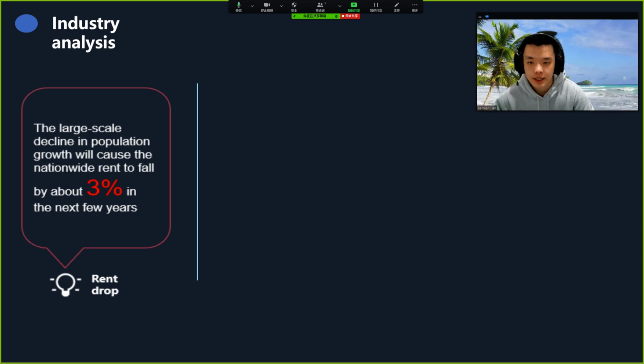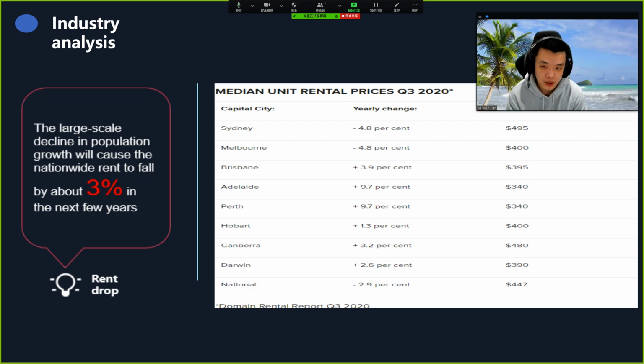The next is that rent dropped too fast. Compared with last year, because COVID-19 caused no one to want to rent a house or apartment, the landlords could only reduce the rent in order not to leave houses vacant, which led to a sharp drop in apartment rent prices across the country. According to the rent report, rent dropped too fast, like 4.8% or $400 over the past 12 months, especially in Sydney and Melbourne.